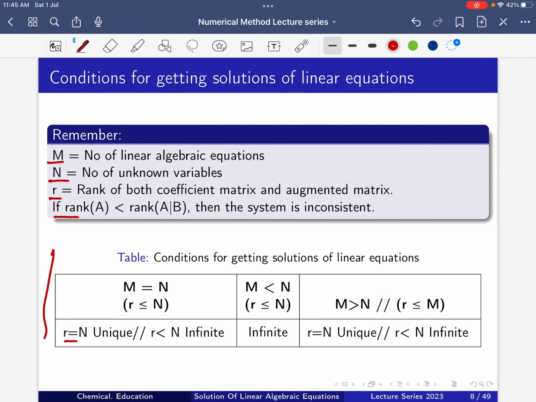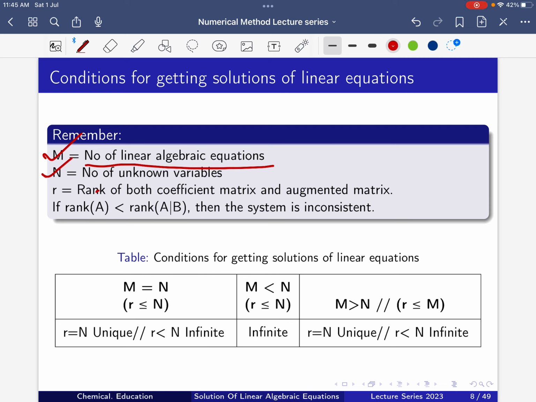Now, conditions for getting a solution of linear equations. This slide is very important. Sometimes a question from it actually comes in the GATE exam. So what are the conditions for getting a solution? Here, remember, m is the number of linear algebraic equations, meaning how many algebraic equations there are. N is the number of unknown variables, like x1 to xn, so how many variables there are. That is represented as n.